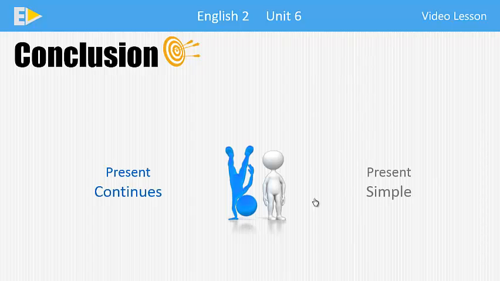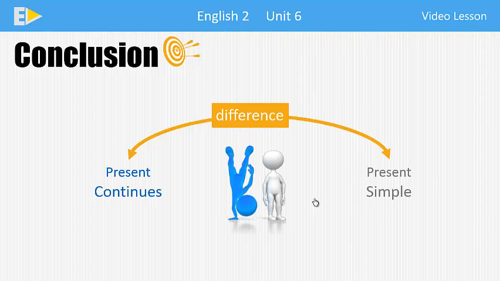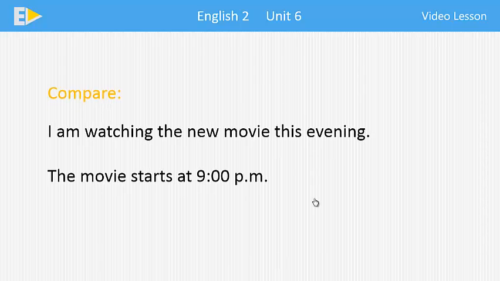One thing that we should know is that there are some slight differences between using present continuous and present simple with future meaning. Let's compare the following two sentences. Number 1, I am watching the new movie this evening. Number 2, the movie starts at 9 p.m.